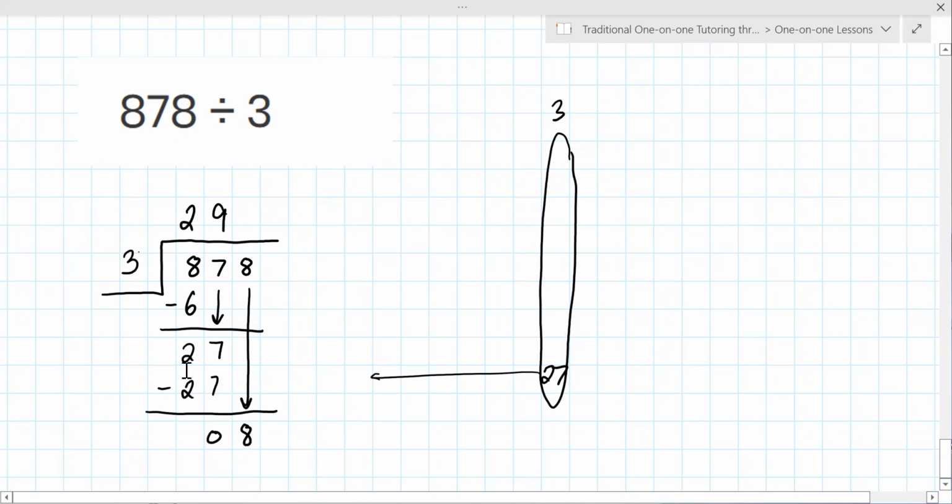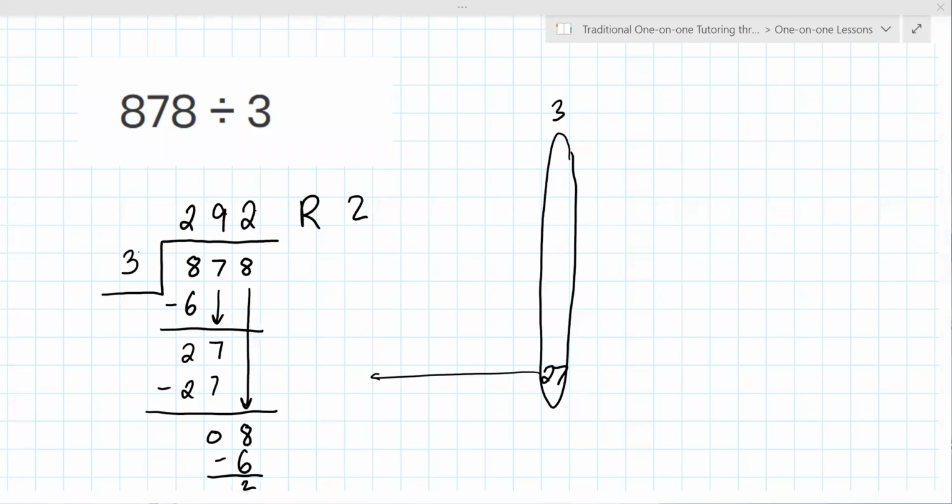Now, how many times does 3 go into 8? 2 times, and 2 times 3 is? 6. Then you subtract what's left over. 2. So you have a remainder of 2. Good.